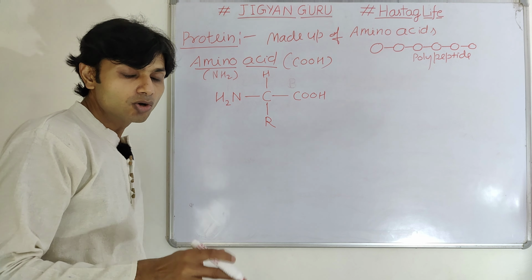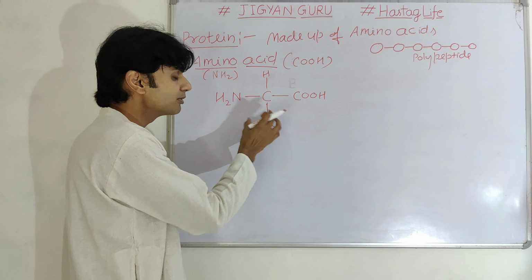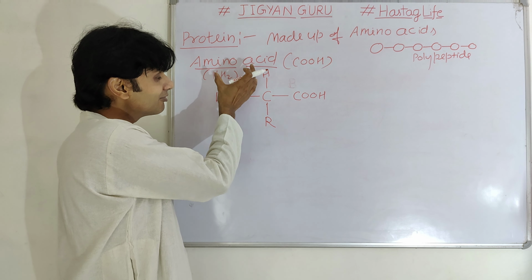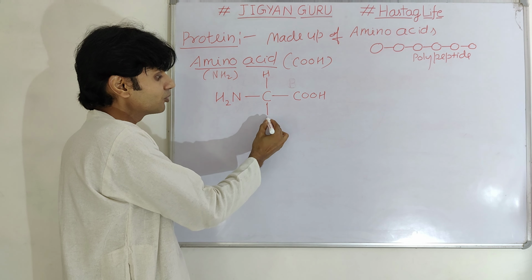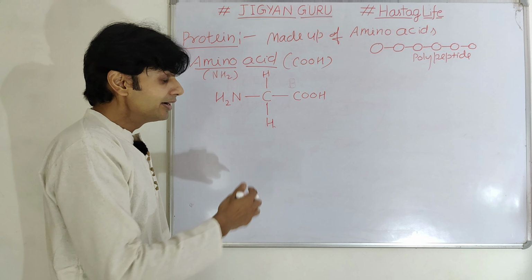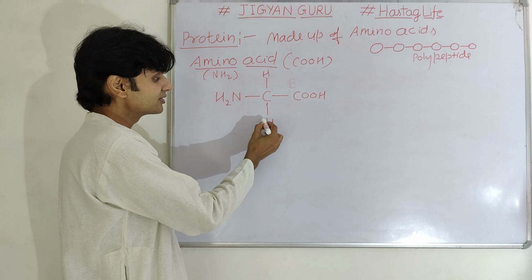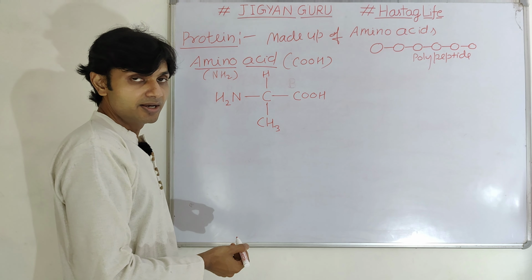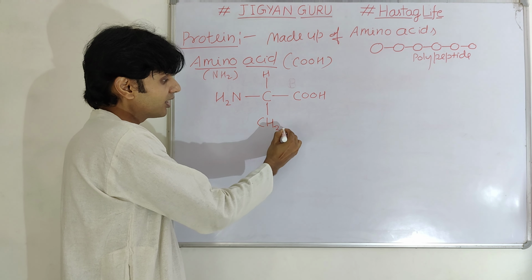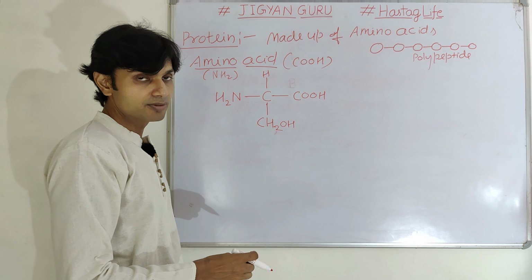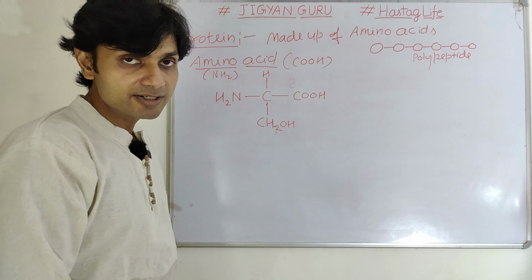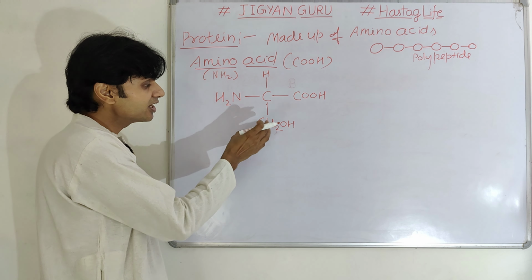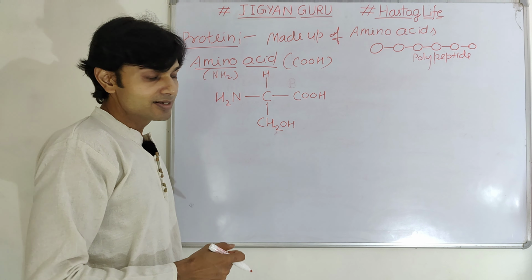Now what is this R group? This is a variable group. Variable group means in one particular amino acid the R group could be hydrogen. In some other amino acid the R group could be CH3. In some other amino acid the R group could be CH2OH. It is the kind of group that varies from amino acid to amino acid, so depending upon what type of amino acid it is, the R group varies.